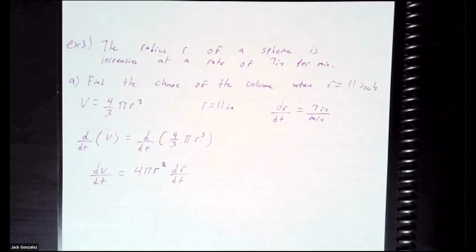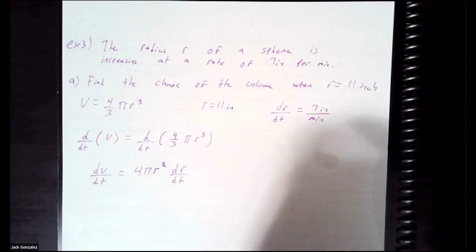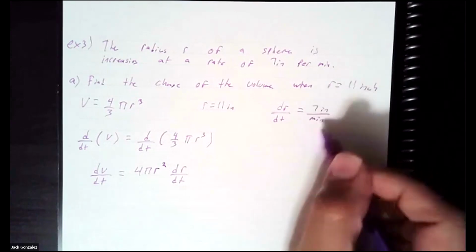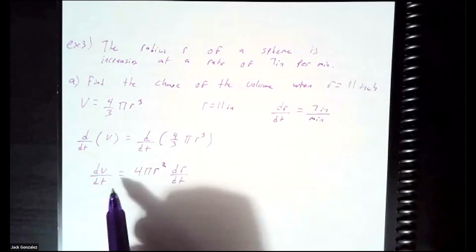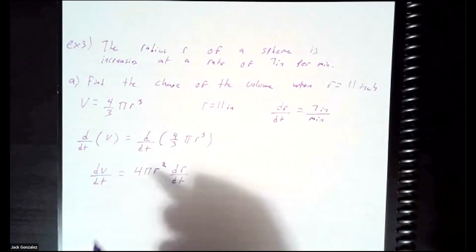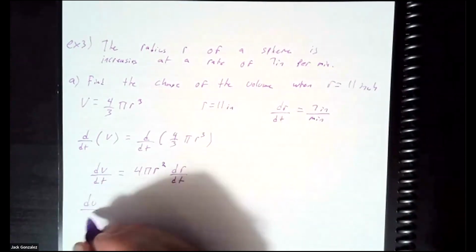Okay. So it looks like we have everything we need. We should be able to give the change in volume whenever the radius is 11. So at that specific point in time, when the radius hits 11, and we have this constant rate here, what is the overall change in volume? That's what they're asking. So let's plug it all in.